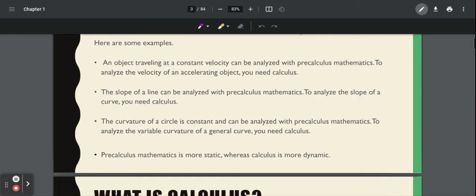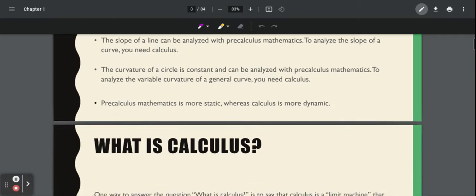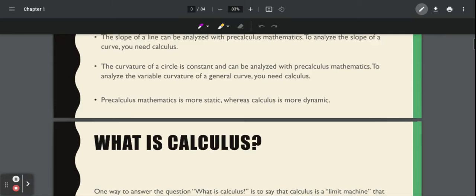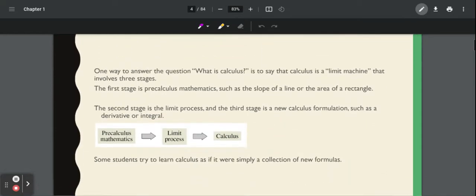The slope of a line can be analyzed with pre-calc, but to analyze the slope of a curve, you need calculus. So we're going to be looking at the slopes of curves at points, so at instantaneous points, which would really be your tangent line. The curvature of a circle is constant and can be analyzed with pre-calc, but to analyze the variable curvature of a general curve, you would need calculus. So again, it just takes away that really specific piece and allows you to go more broad with it. So just that idea that the pre-calc is more static, where calc is more dynamic.